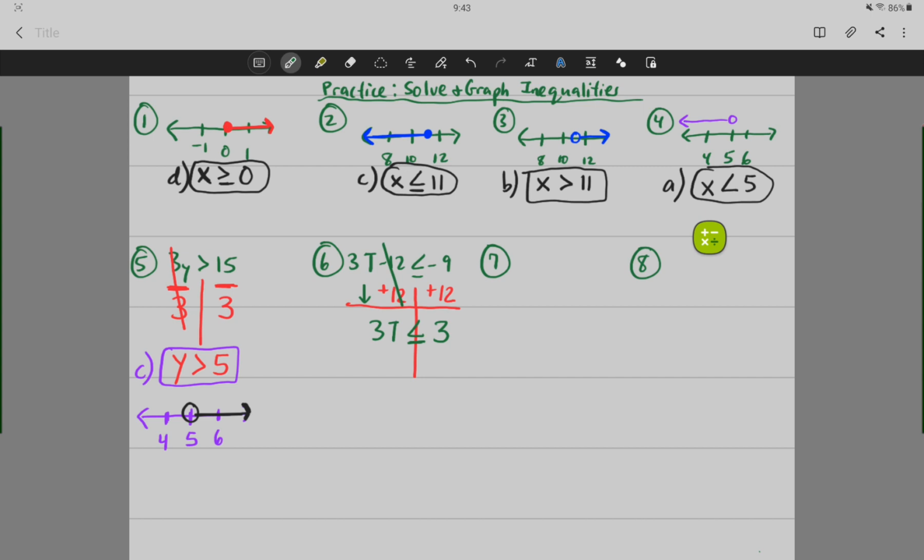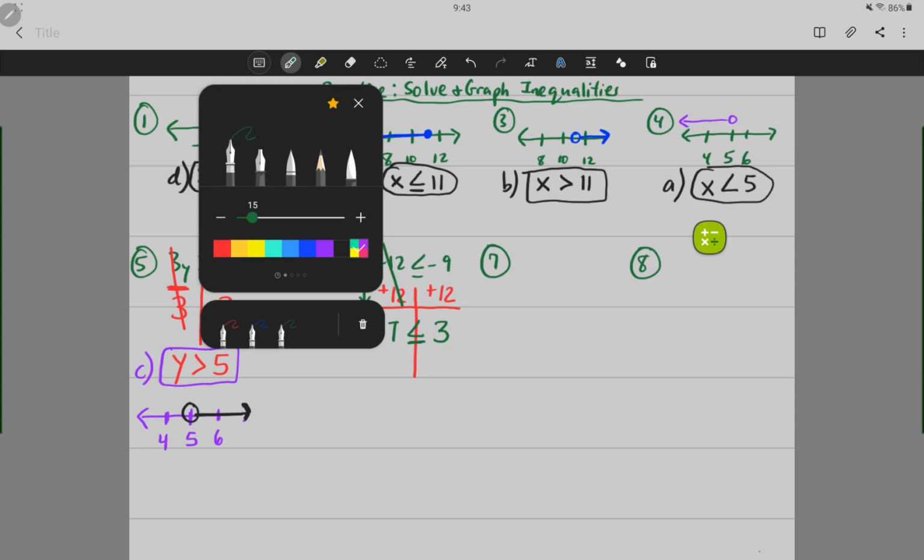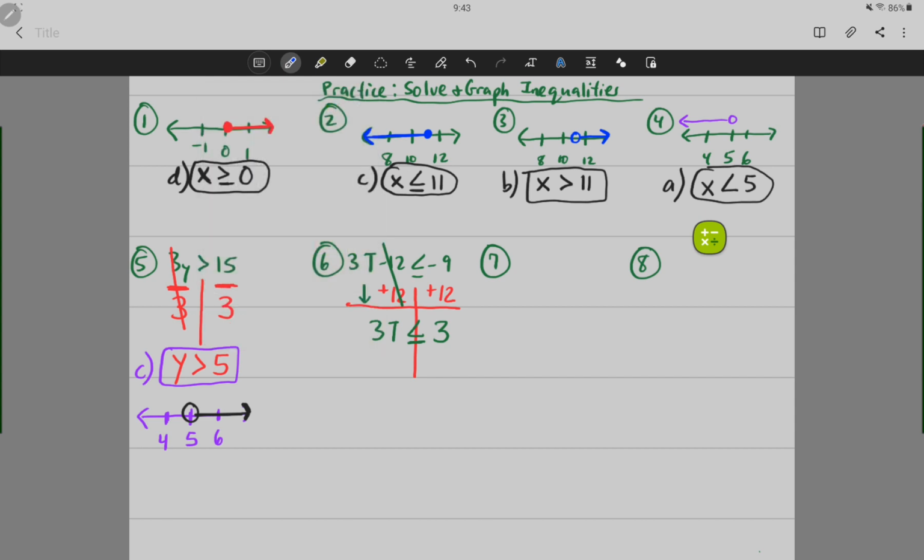Okay, so now we have 3t. Again, we know that is multiplication, 3 times t. If we're looking at multiplication, we undo it with its opposite operation, or inverse. So we have to divide by 3 on both sides. 3 divided by itself is 1. We don't have to put 1, just cancel that. Bring down t and our inequality symbol, less than or equal to.